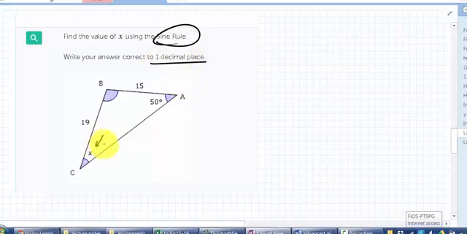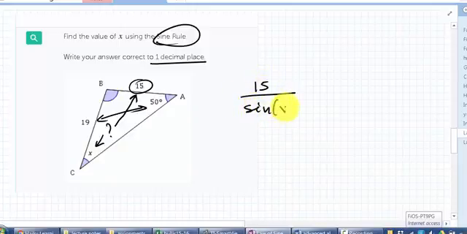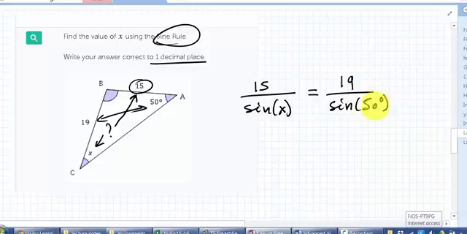Now we need an angle, okay? So let me see. What do I have? I have the length of the opposite side of the angle, and I'm given this pair right here of angle and opposite side, okay? So I'm going to use the law of sines right there. I have 15 divided by sine of the angle x equals 19, the side, divided by the sine of 50 degrees. Here we go. Now, hey guys, you should be able to solve that, I know.